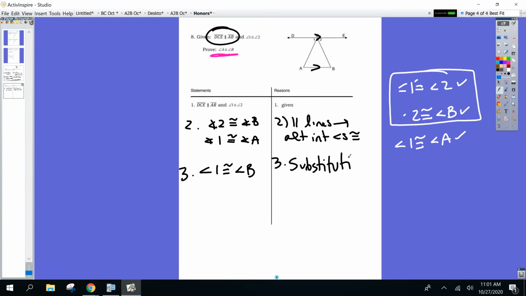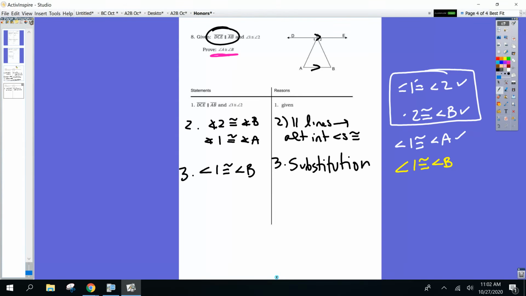You cannot pick 2 of these and get A congruent to B. That's not going to happen. You could go for a while. If you pick 2 of them, A equals B will never be a conclusion. All right, now that I just have 1 congruent to B in step 3, oh, okay, I get it.